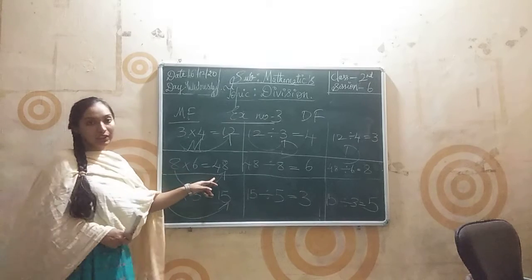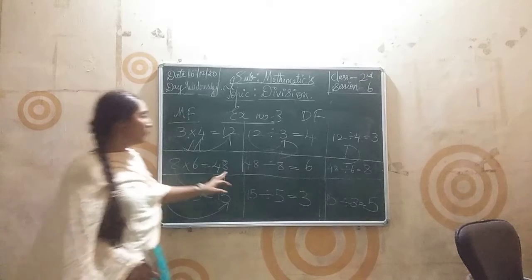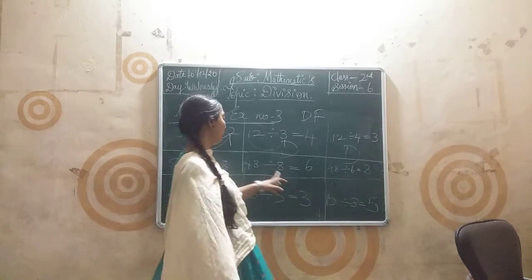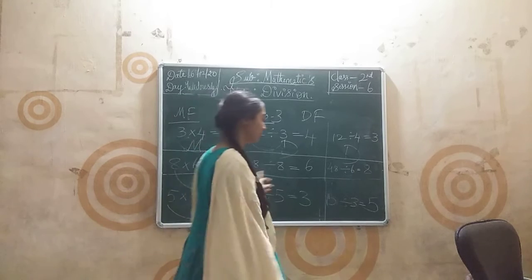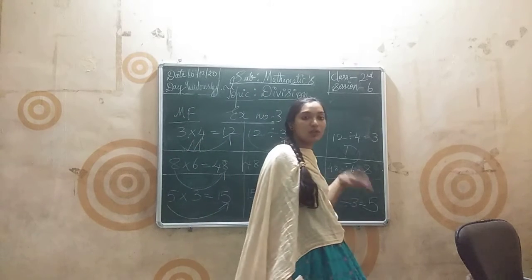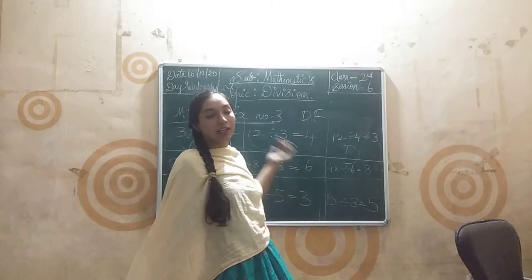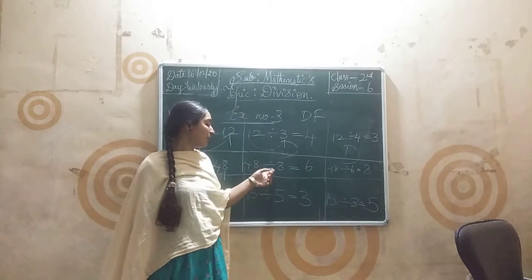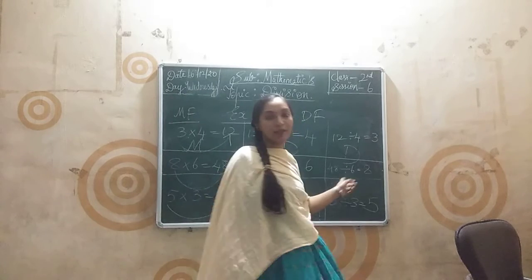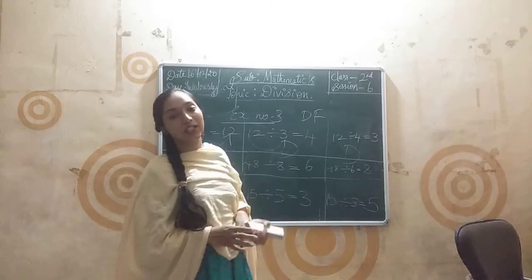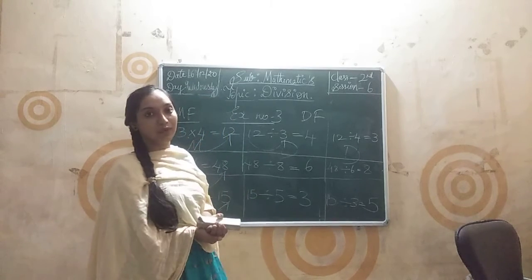8 sixes are 48. This is a multiplication fact. Next, in division facts, 8 sixes are 48, then 6 eights is also 48. In our 8 table, we get 6 times, if we multiply, we get 48. Whereas in the 6th table, if we multiply 8 times, we get 48. 8 sixes are 48, 6 eights are 48.